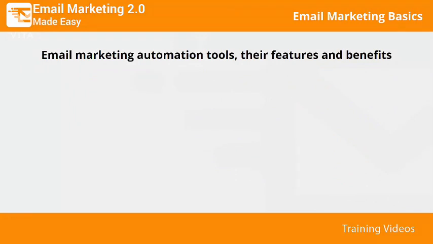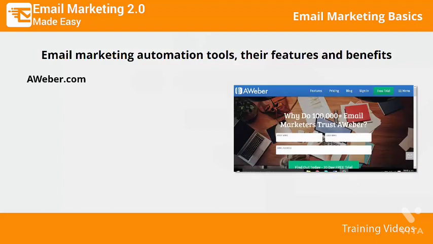Email marketing automation tools, their features and benefits. Some of the most popular email marketing automation tools are Aweber.com. Aweber is an email marketing service provider which captures your subscribers' data by creating a list so that you can maintain contact with them and convert them into buyers. It's very easy to use with professional results.